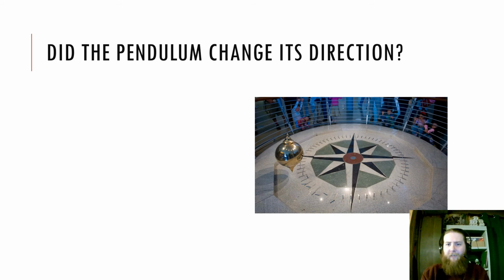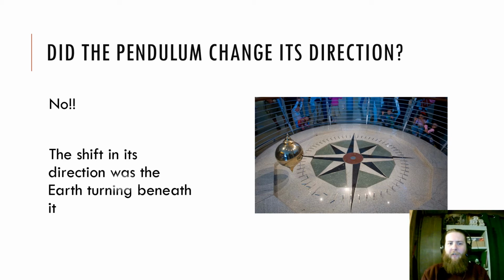And why is this? Did this pendulum change its direction? No. In fact, the pendulum was going the same direction the whole time. The Earth was just turning underneath of it. And we could see this because we had a really long pendulum that was swinging above the Earth.